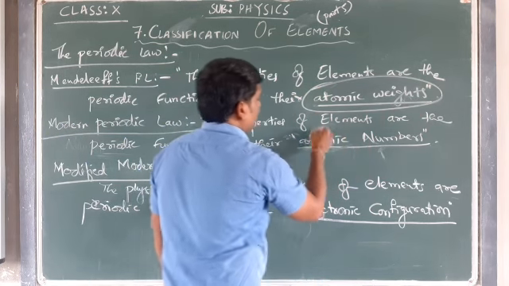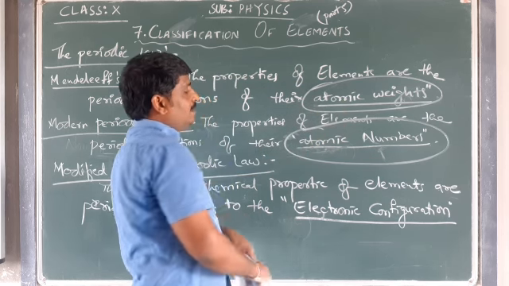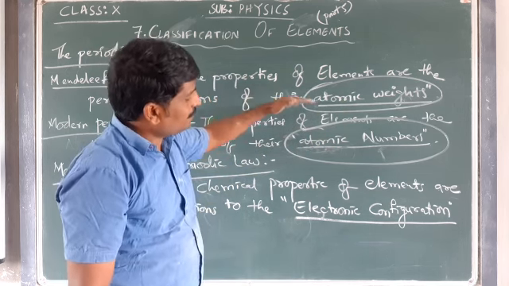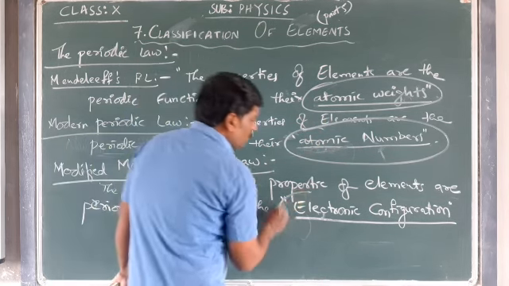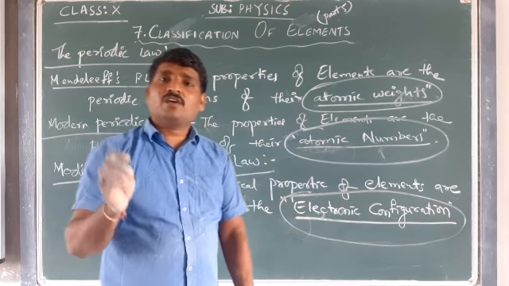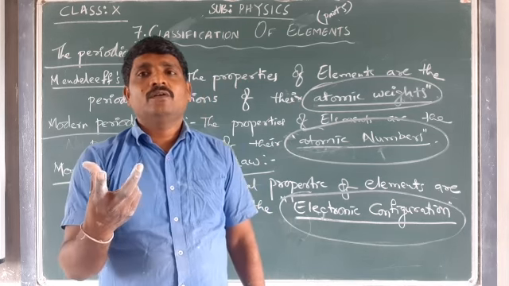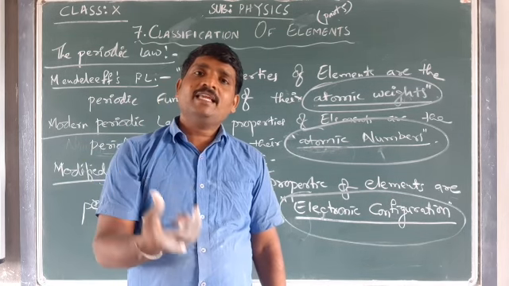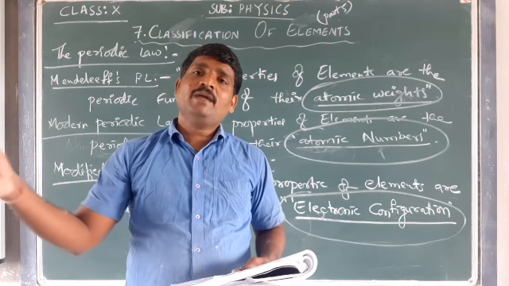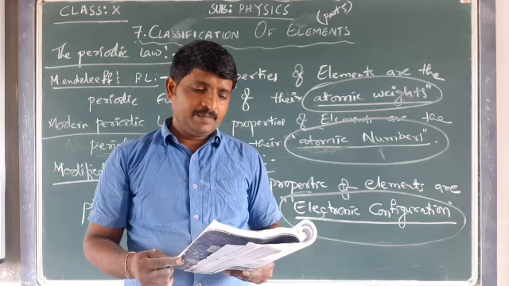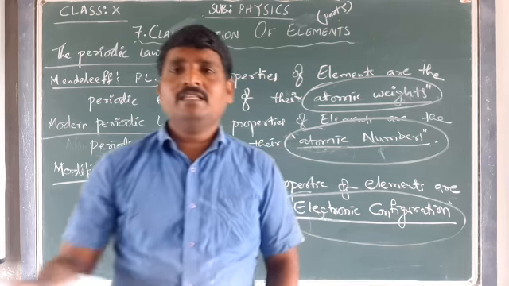This is changing. See, the first one is based on atomic weights, Mendeleev's periodic law. Moseley changed it to atomic numbers. Then he himself shifted to electron configuration. That is, the number of electrons and the arrangement of the electrons is playing a key role in the arrangement of the elements in this modern periodic table. Okay, so that's the change in the periodic law.